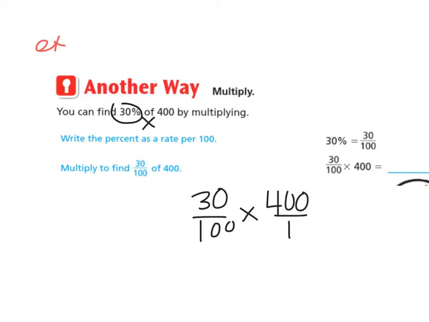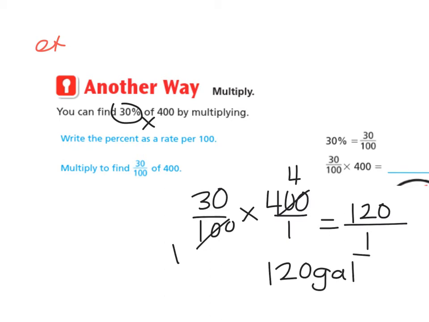Okay. But guess what? Before I do that, I'm going to cross cancel because I can easily cross cancel this. Watch this. Okay. That'll make it way easier. 30 times 4 is 120. 1 times 1 is 1. So we still got the answer of 120 gallons. So I prefer this way, but the bar model is also a really good skill as well.